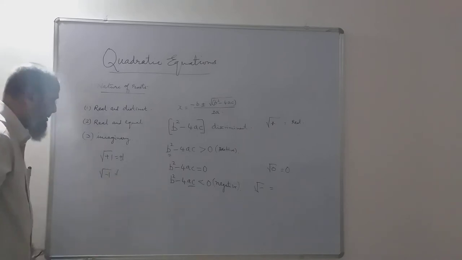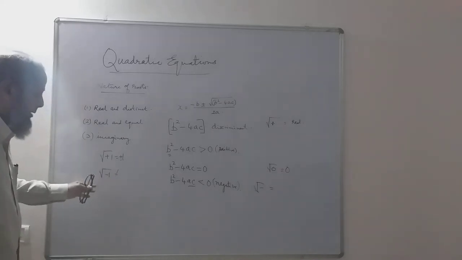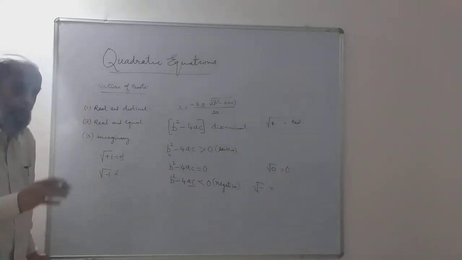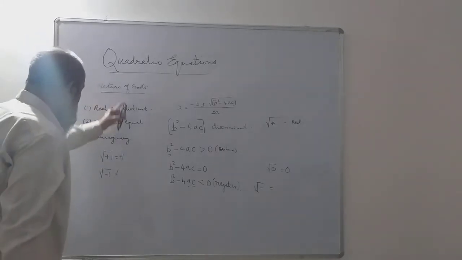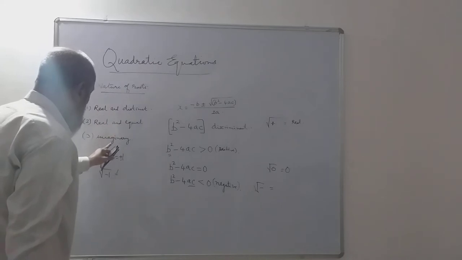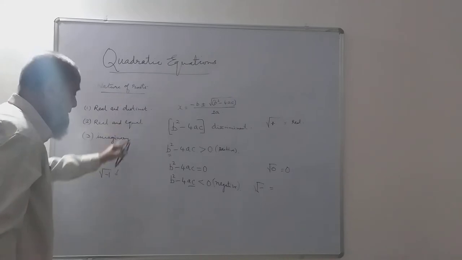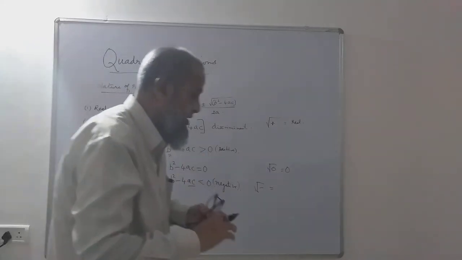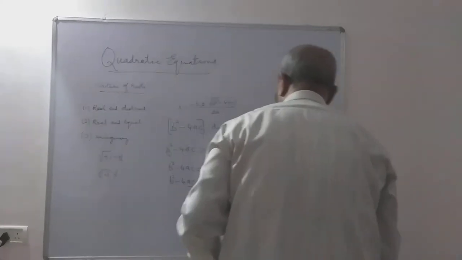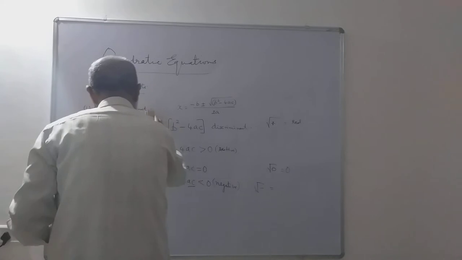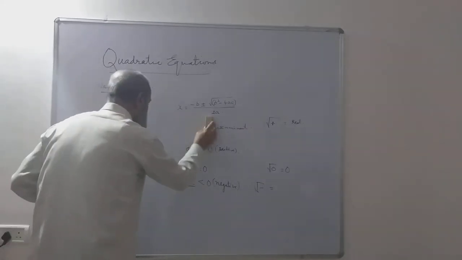This is not possible. It is an imaginary number. A negative number will have no square root. So the quadratic equation cannot have real roots. Those roots are said to be imaginary. So this is how the nature of roots is found out. When they say find the nature of roots, you have to find out the value of b square minus 4ac, which is called the discriminant, and tell what is the nature of the roots.